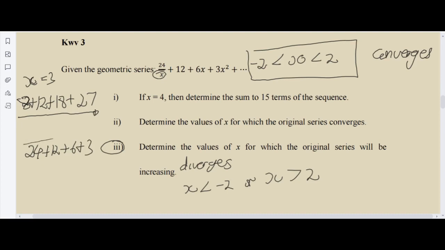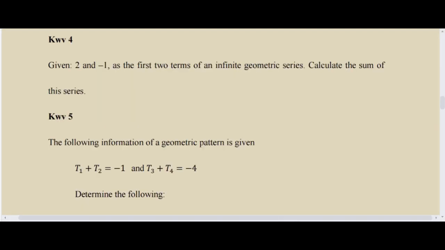Now note this. You can see that the series now is converging. It's becoming smaller and smaller, right? So if the values are within these critical values, then your series converges. But if the values are outside the critical values, then your series diverges, right? Meaning it increases. So convergence means the series decreases, and divergence means the series increases. So that's it, guys.